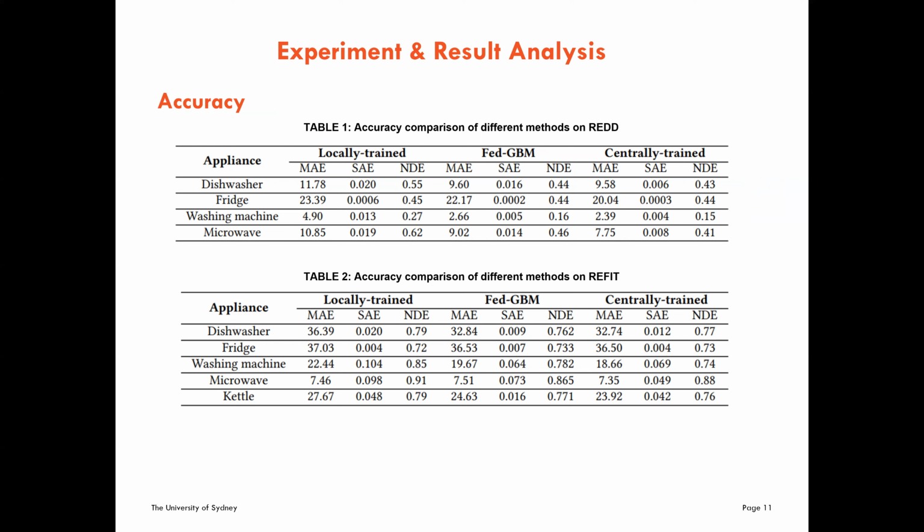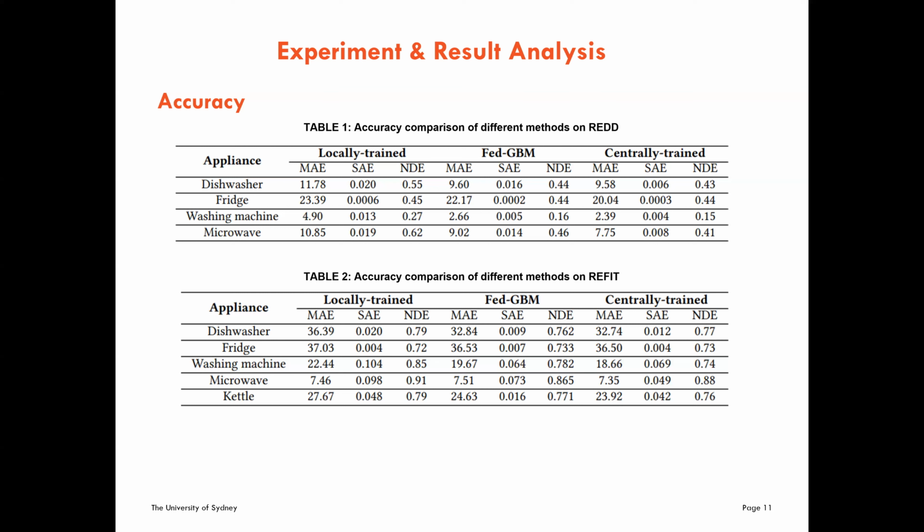Let's look at the Fed-GBM models. They outperform the locally trained ones. They provide a close approximation of the MAE to the centrally trained method and also prevent information leakage from individual power users.